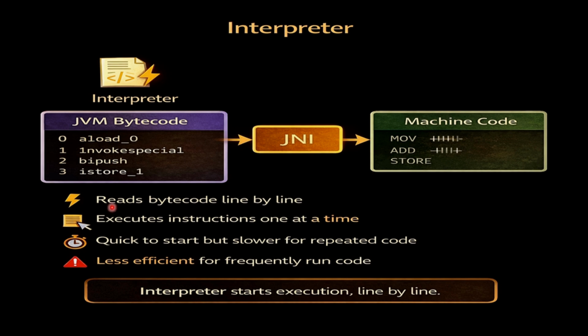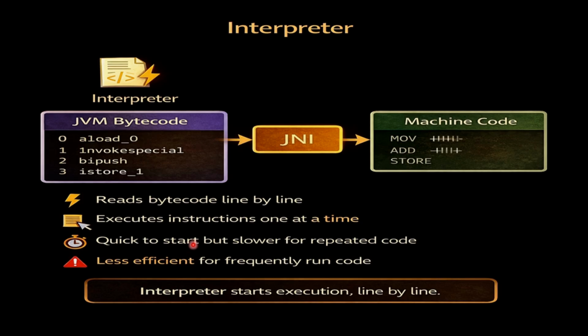Now let's see the points below. It reads bytecode line by line. This we have seen already. The second point is it executes instructions one at a time. What does it mean? The interpreter does not convert the whole method at once. It executes one instruction at a time, again and again. That's why it's called interpretation, not compilation.